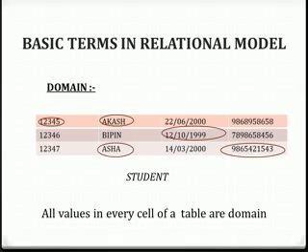Here I have marked only 5 values. All the values will be called domain. 1 2 3 4 6, it is also one of the domains of that particular relation student. Okay, all the values inside every cell of the relation are called domain.